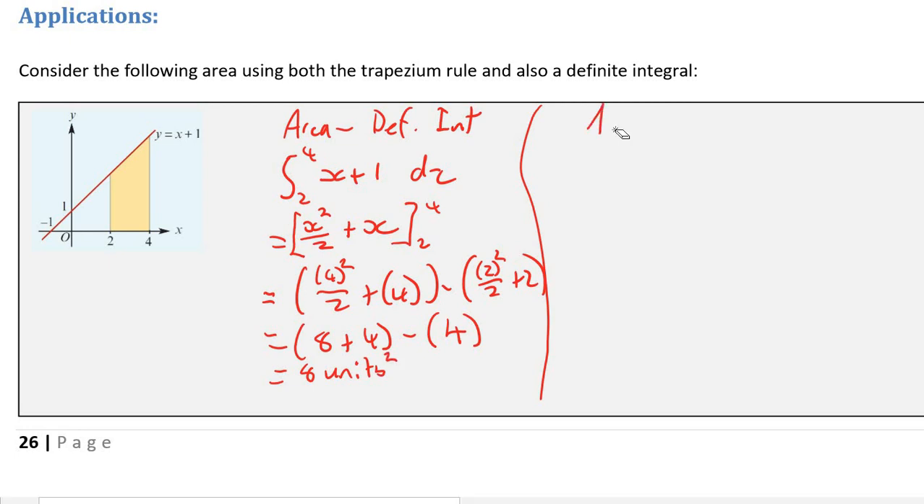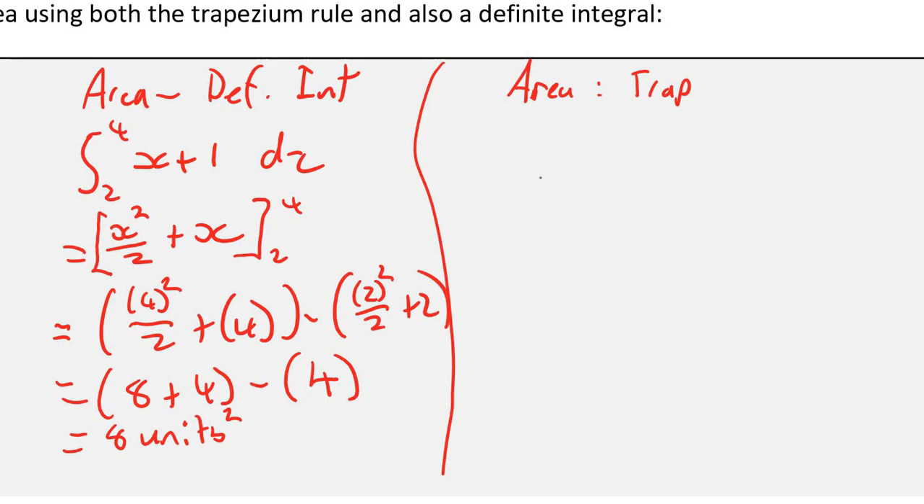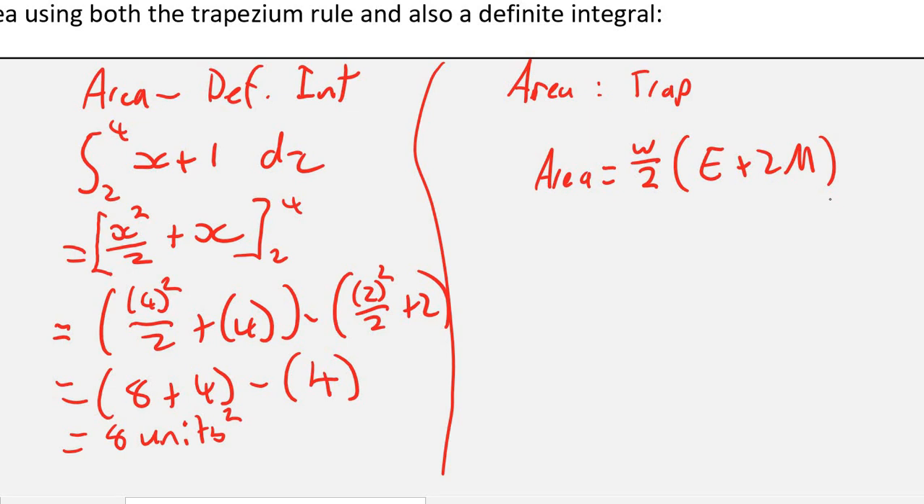If we do the area via trapezium, the trapezium rule from memory is area equals width on 2, brackets E plus 2M. It's width on 2, isn't it? Yes. Okay. We're going to need to find what E is, and we're going to need to find what M is.